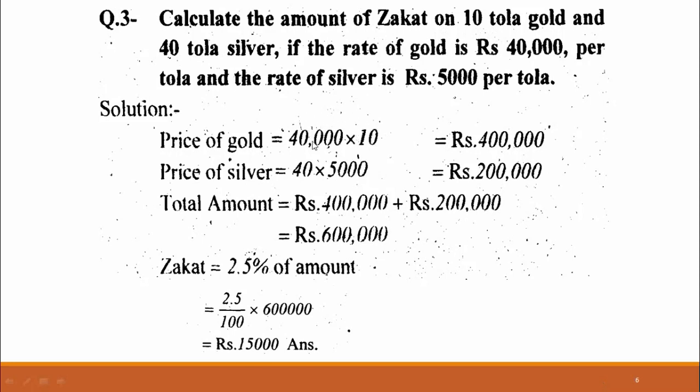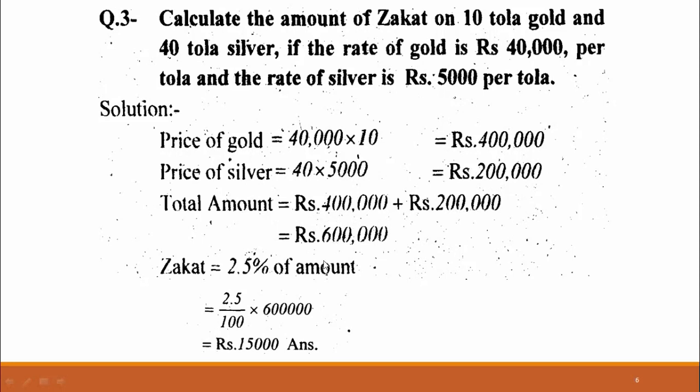and 40,000 is the amount of per tola gold. So 10 multiplied by this, we obtain 400000. And now per tola silver amount is 5,000. So 5,000 multiplied by 40, because in this question it is given that 40 tola silver, and per tola silver is 5,000. 5,000 multiplied by 40, we obtain 200000. So the total amount is 4 lakh plus 2 lakh is equal to 6 lakh.